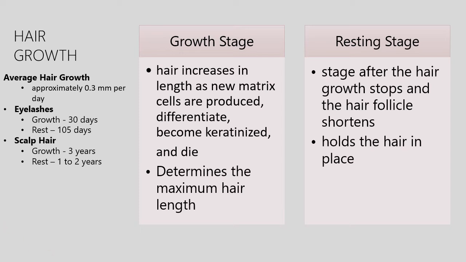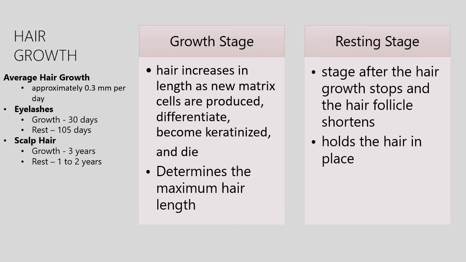Also, your maximum hair length is determined by the rate of hair growth and the stage. For example, your scalp hair can become very long because its growth stage is longer compared to your eyelashes, which is only 30 days, compared to the growth stage of scalp hair, 3 years. That's why your maximum hair length is longer for your scalp hair.